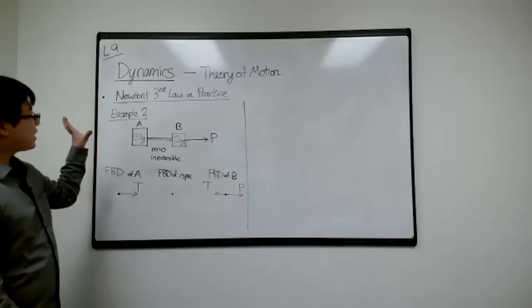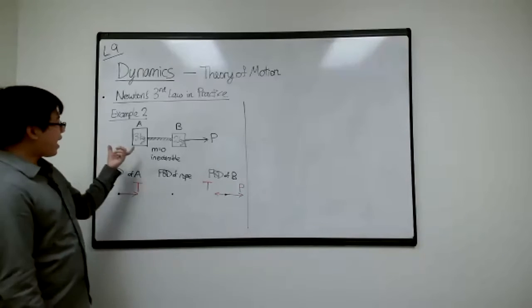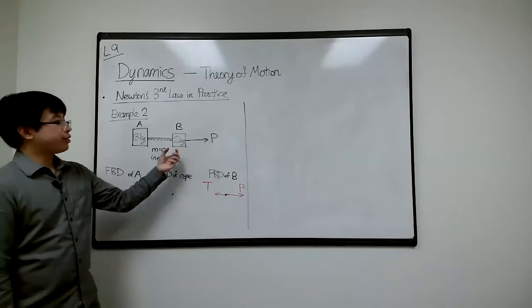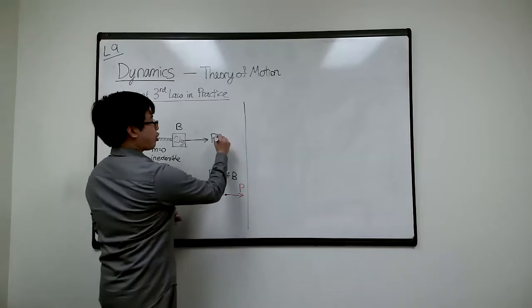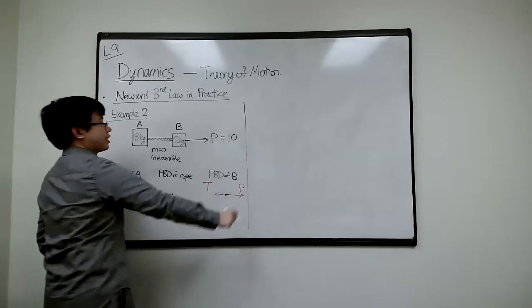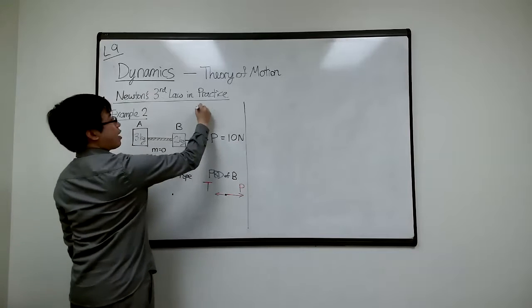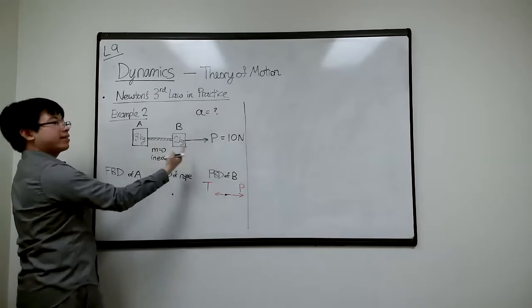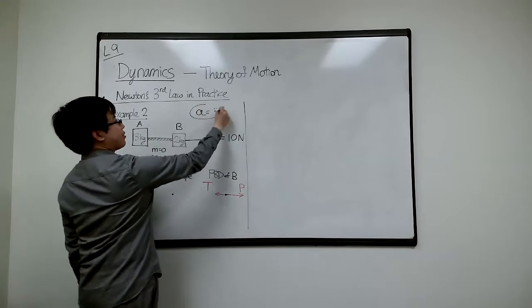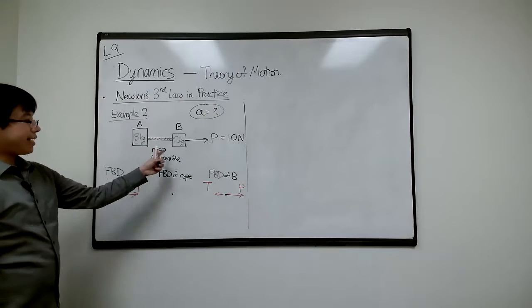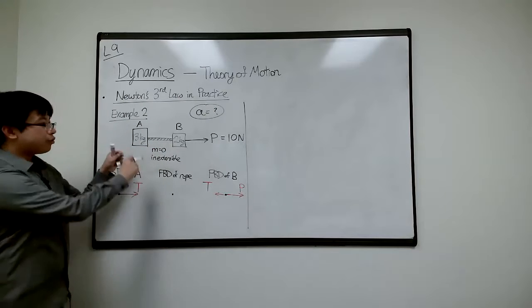Okay, so let's look at the second example over here where I have two blocks, 3 kilograms and 2 kilograms, and I'm going to pull it with some external force of, let's say, 10 newtons, and I'm pulling it this way. My goal is to find out what's the acceleration of each object, and the whole system. So that's the goal over there, and it's connected by a massless, inextensible rope like this.